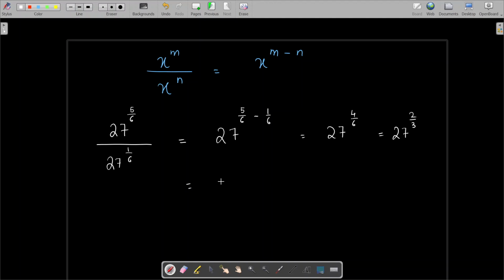So this is the third root of 27, whole thing raised to 2. So now the third root of 27 is nothing but 3. So 3 square is 9. Let's do one more.